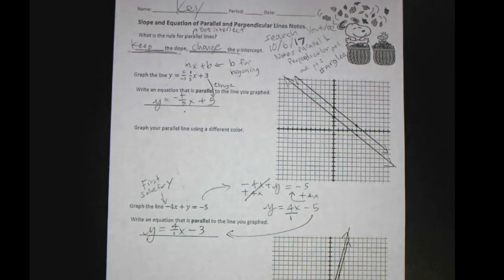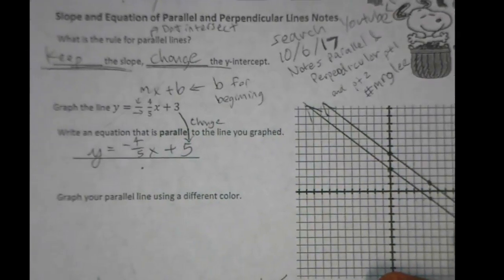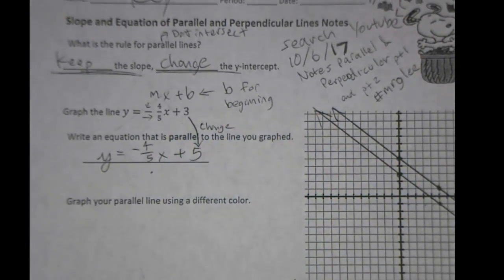Okay, so looking at this. Hopefully you can see the top part. All right, so what does it say here? For parallel lines, if I have this equation right here, I keep the slope, but I change the y-intercept. So is everyone looking? This slope is negative 4 over 5x. What's my new slope? The same exact thing, negative 4 over 5x. Do you see how I did that?